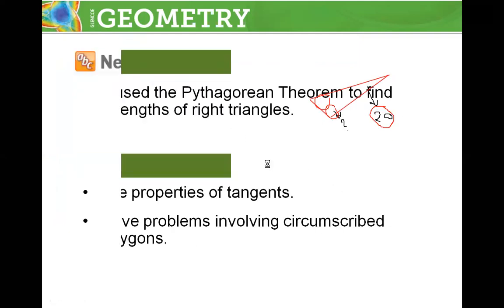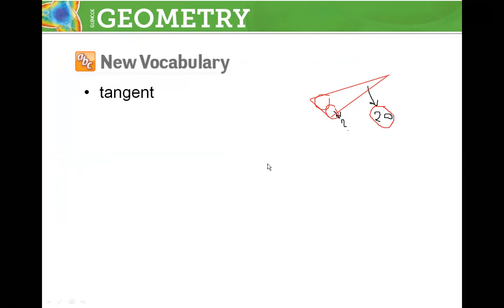So our new lesson is talking about tangent. What's meant first by tangent? Tangent is a line. This line intersects the circle or intersects the curve of the circle.